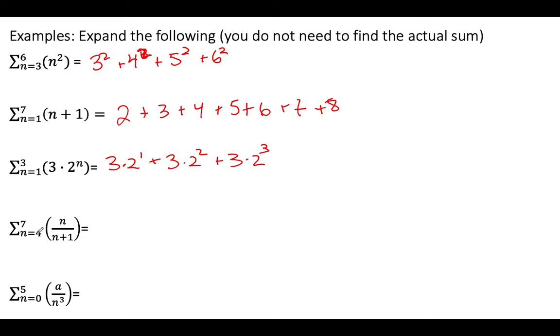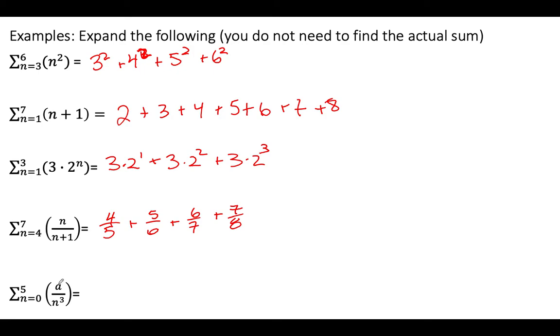For the fourth one, we start at 4, we end at 7, and we're adding up n over n plus 1. So that will give me 4 over 5 plus 5 over 6 plus 6 over 7 plus 7 over 8. So again, that is the sum of the first 4 terms of that one.